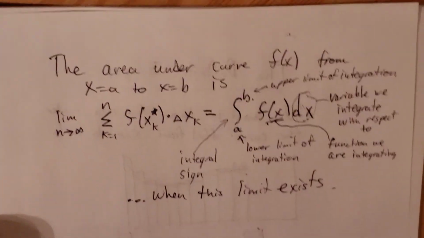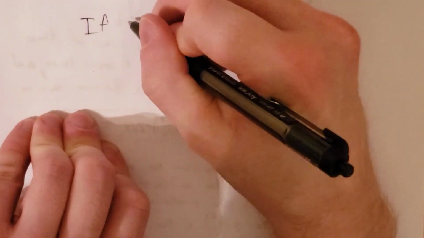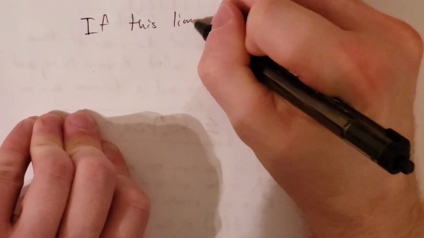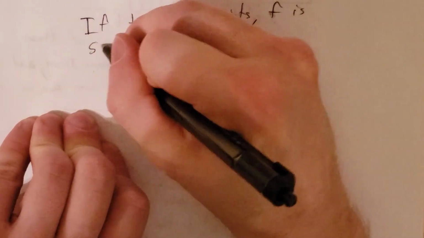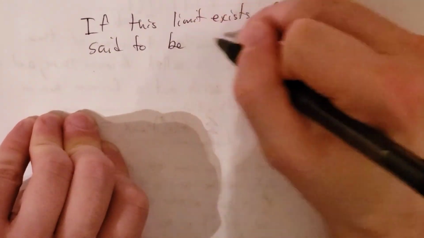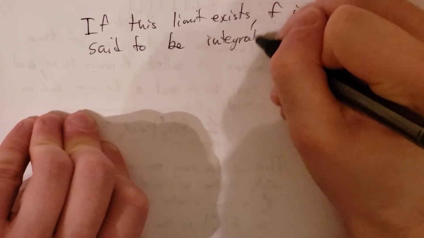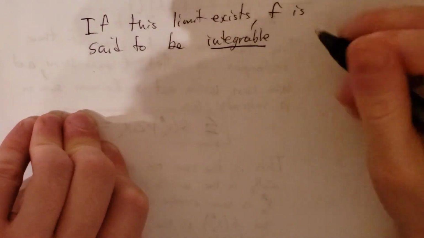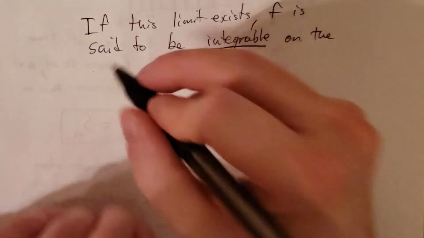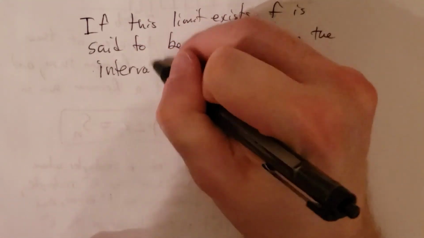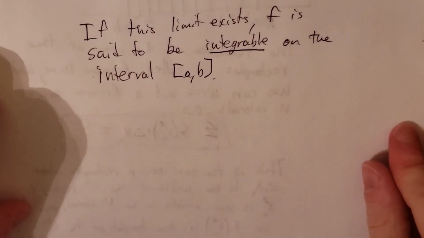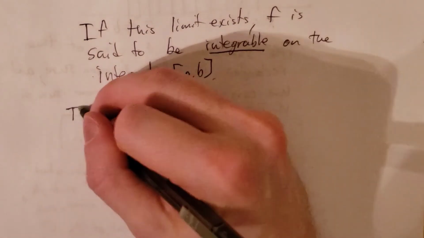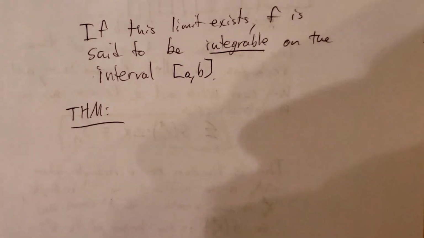All right. Let's write down just a couple more things in this video then here. If this limit exists, f is said to be integrable on the interval a to b. And I have one quick theorem we want to write down before we conclude this video.